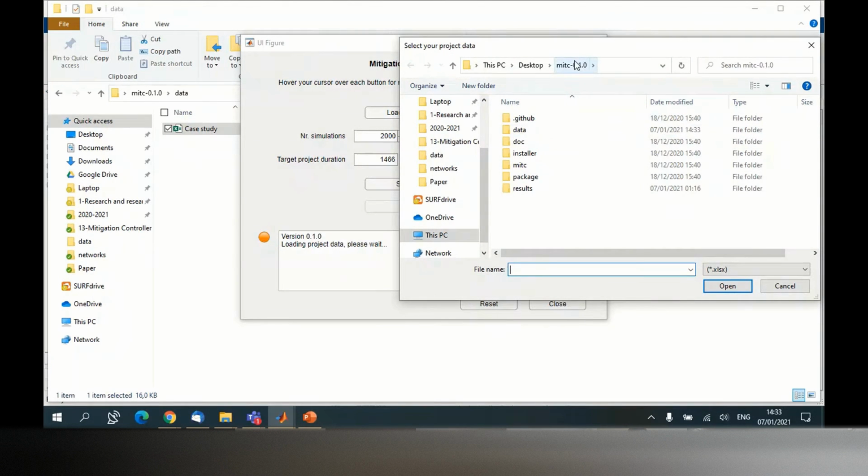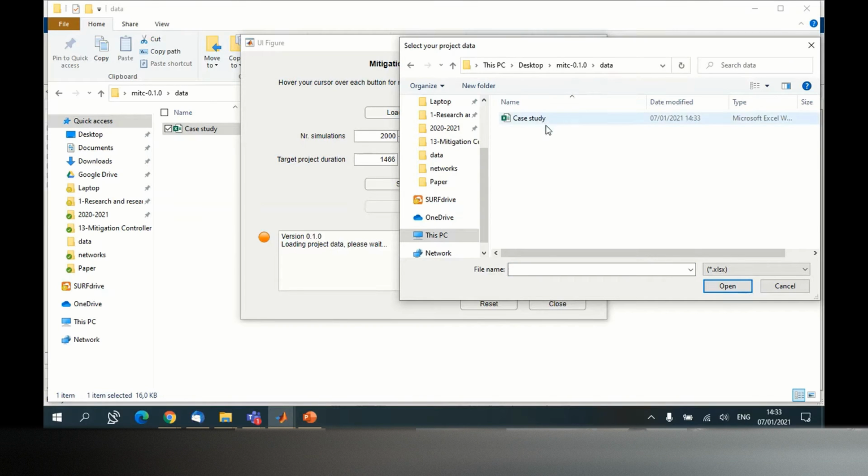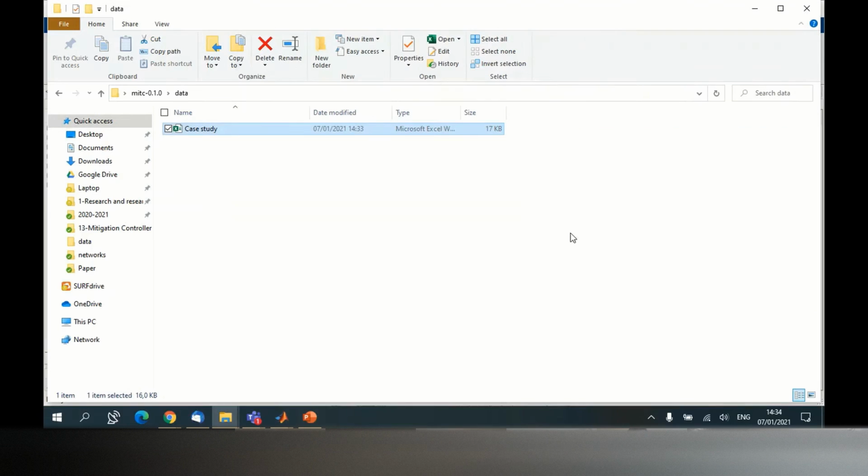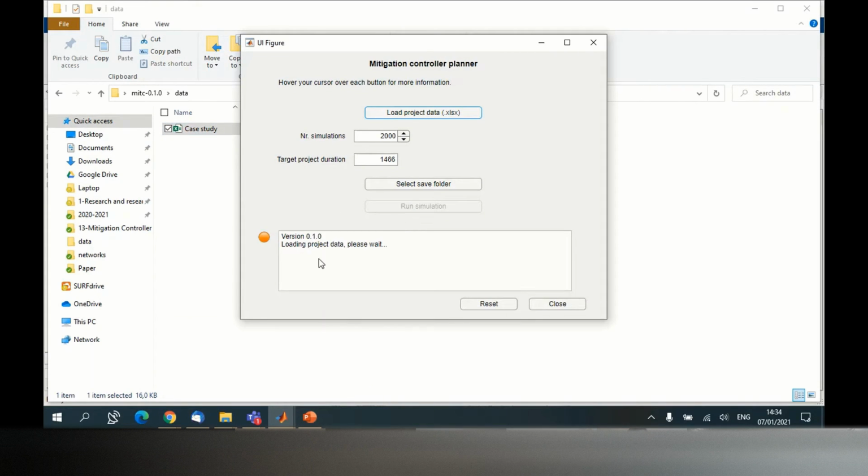So you go to this directory. Again, MitC 000 is the package that you downloaded in the first step of the manual. You go to data, and this is the spreadsheet in which your data is in. You import it. Okay, so it's loading the data now. Please wait, it takes a bit of time.